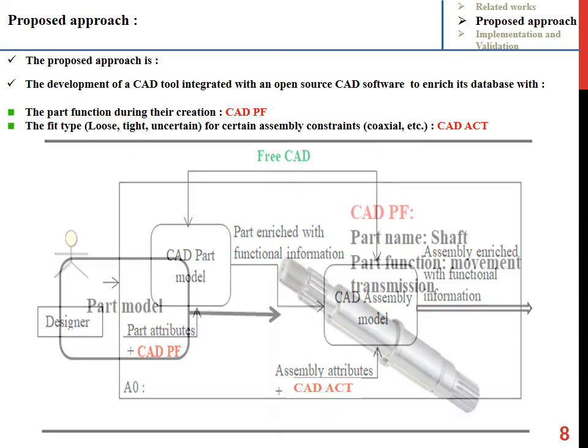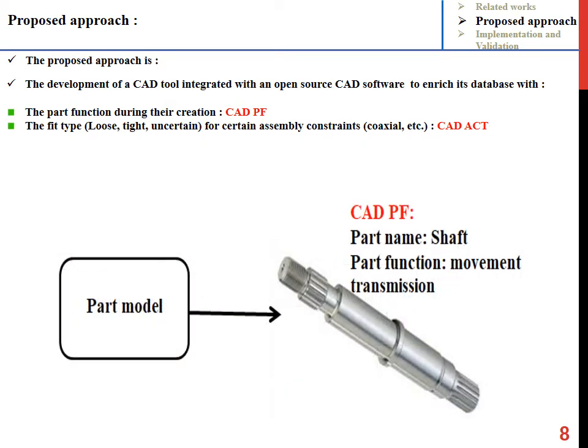For example, this shaft is used to transmit the movement between two other parts. Here, we add the part function to avoid the problem of manual requirements verification between the industry and its subcontractors, and to generate automatically the allocation matrix which represents every part in an assembly with its function.